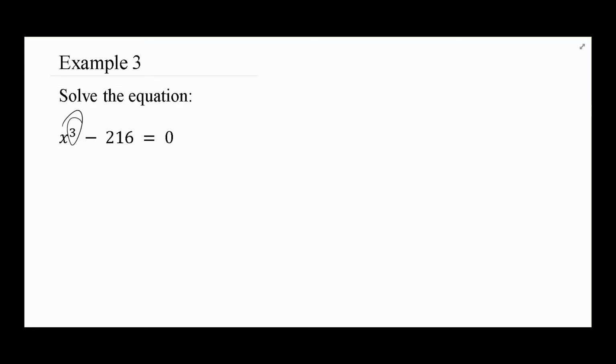If I have an x cubed, I'm probably going to get 3 answers. If I have an x to the 4th, guess what? Probably going to get 4 answers. And we are going to see those. We are going to solve some x to the 4th in a minute. But in order to find those answers, we want to factor.